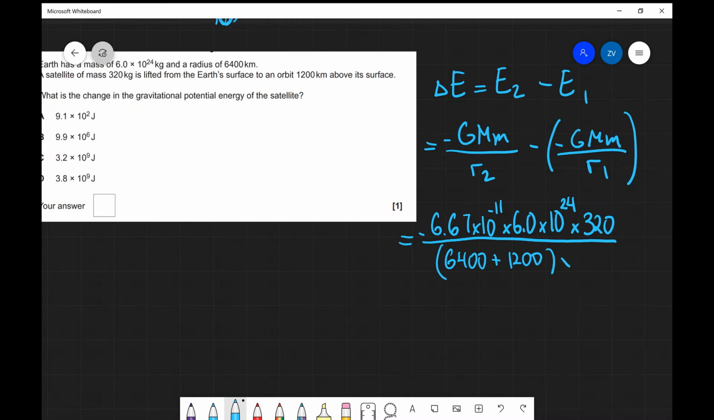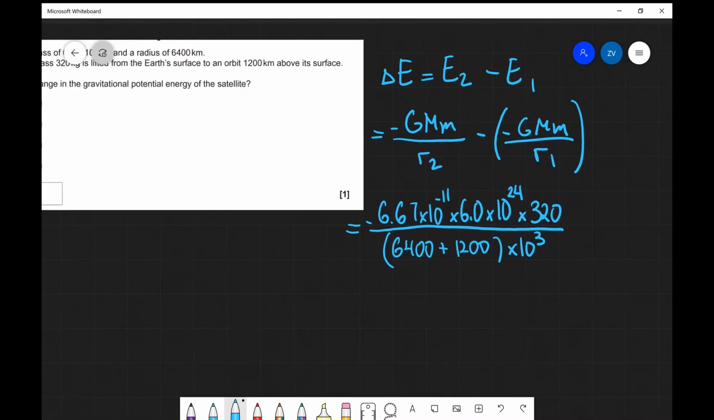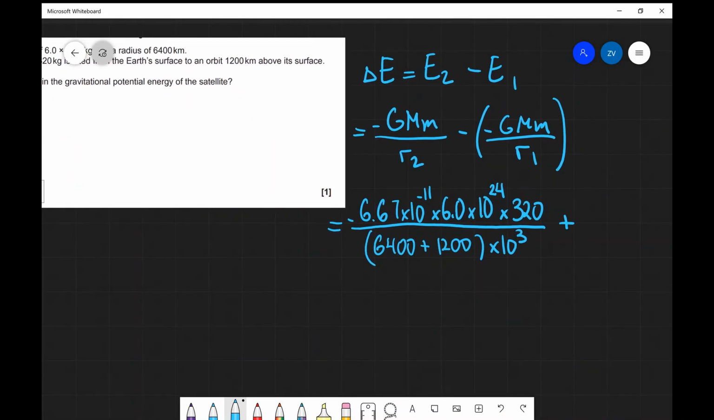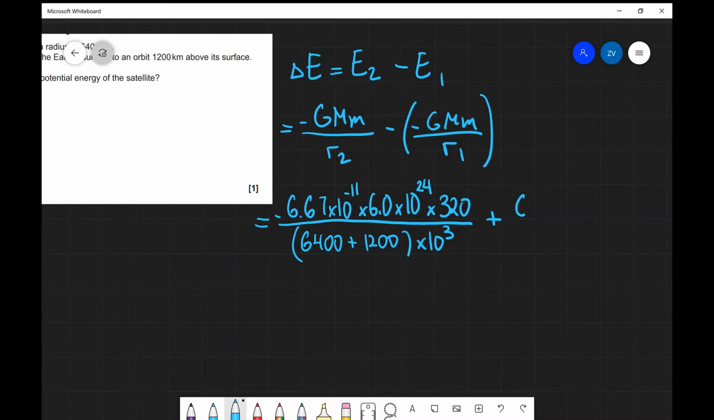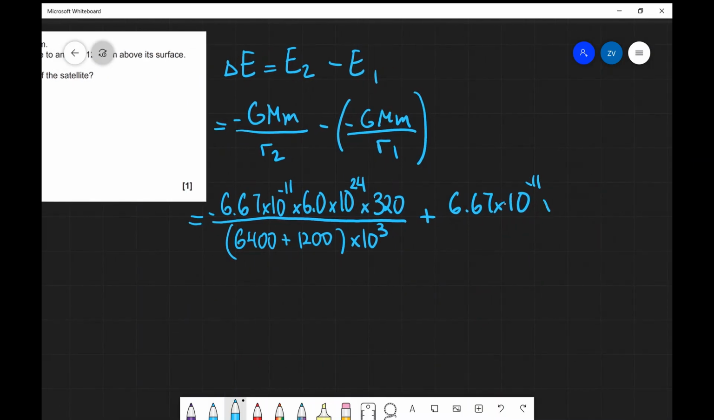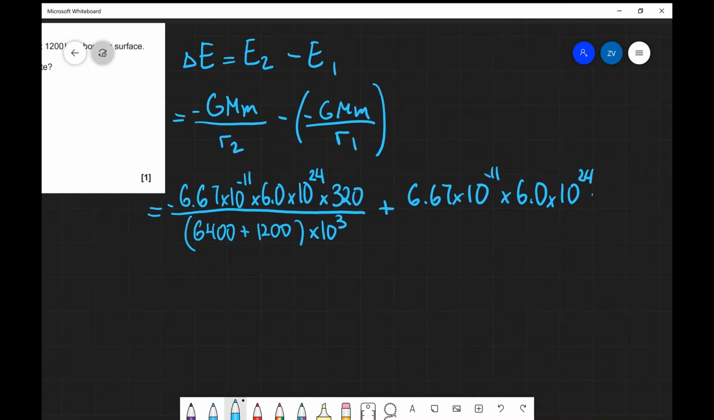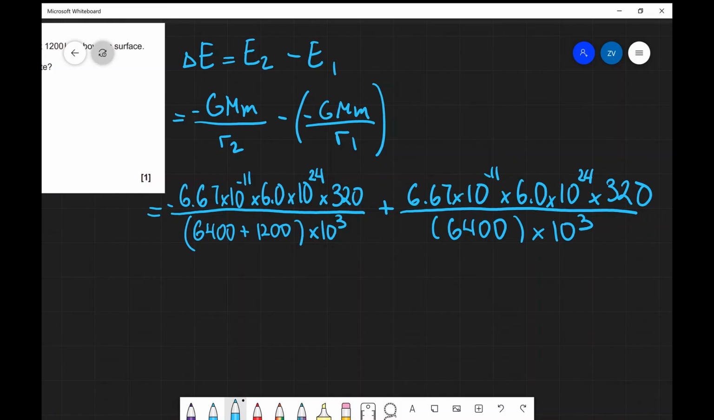So the result of that we're going to need to times by 10 to the 3. Now from that we're going to need to take away, i.e. add mathematically, because these two minuses here are going to turn into a plus, 6.67 times 10 to the power of minus 11, exactly the same expression over here, times the mass of the Earth, which is 6.0 times 10 to the power of 24 times 320, and then we're going to divide that by the value of just the radius of the Earth, which is 6,400, and we're going to need to times that by 10 to the 3.